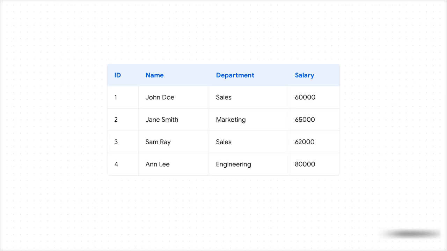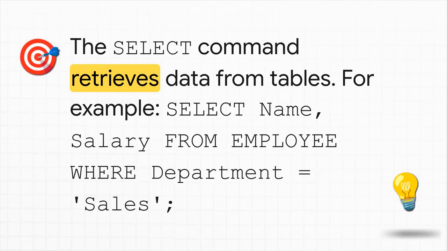instantly. So to see this in action, let's use this simple employee table. We've got a few people here, each with an ID, name, department, and salary. Now, let's say your boss comes over and asks a very specific question. "Hey, can you get me a list of everyone on the sales team and what we're paying them?" So, how do we translate that question into SQL?